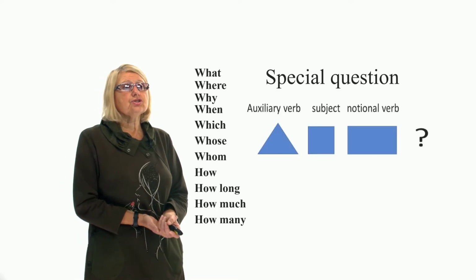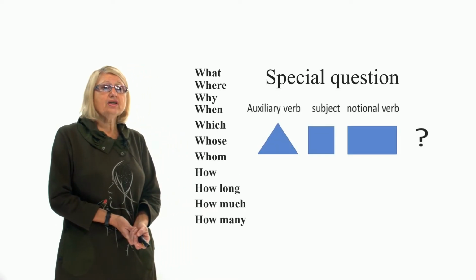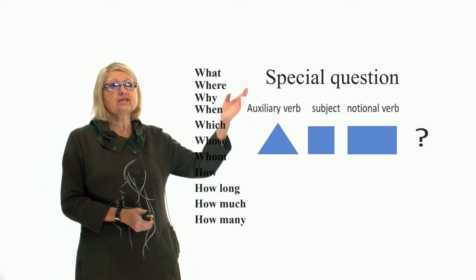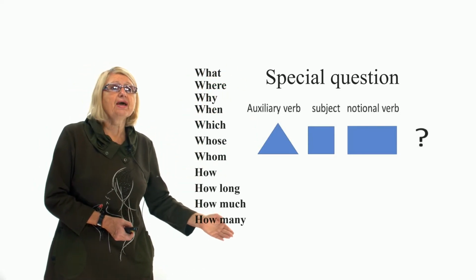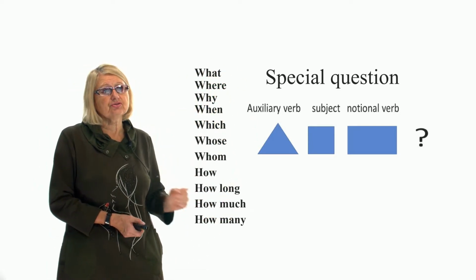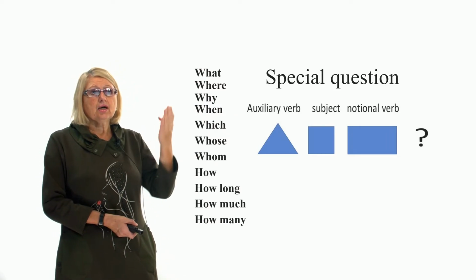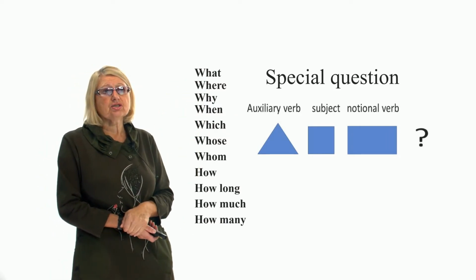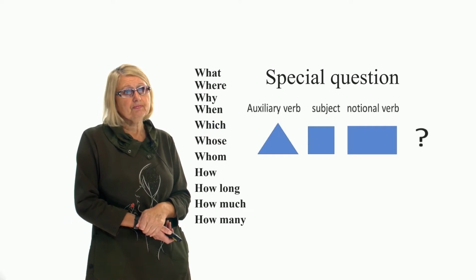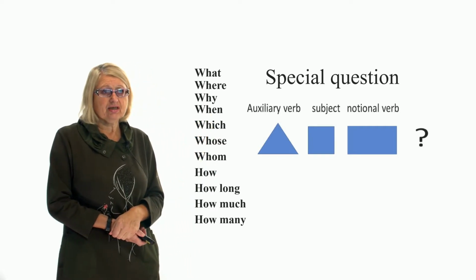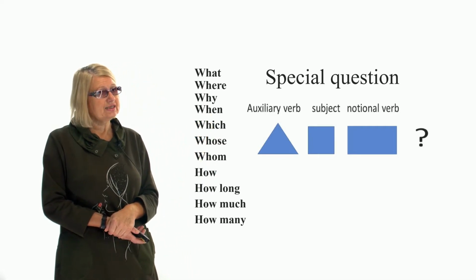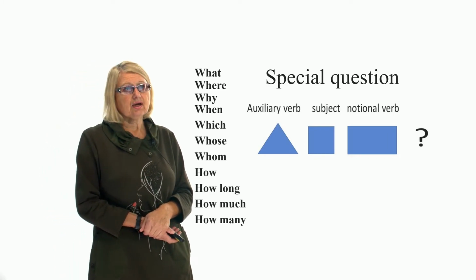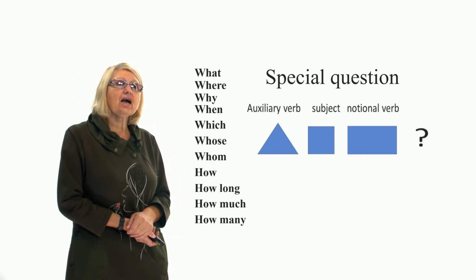The next question is special. We name it special because it starts with special interrogative pronouns. Do you remember them? What, что, либо какой. Where, где. Why, почему или зачем. When, когда. Which, который.